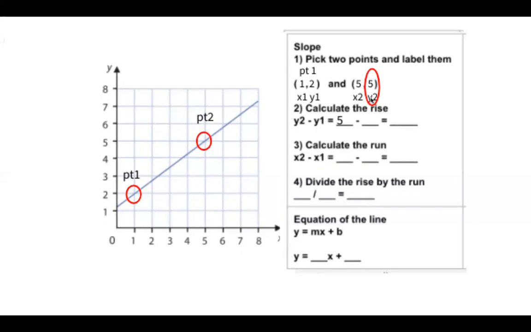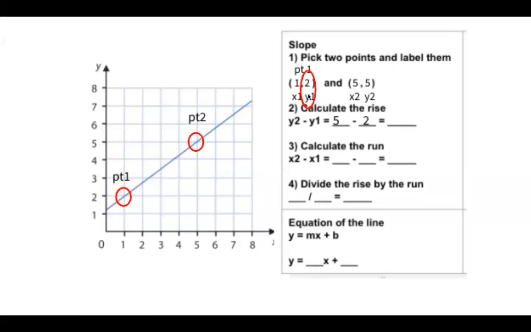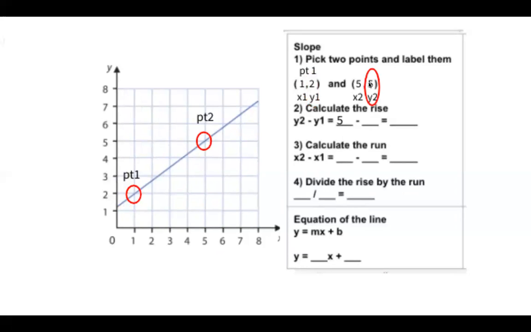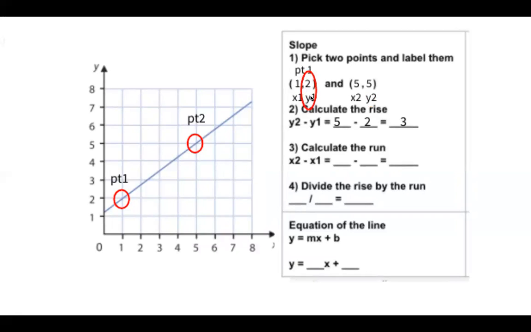All right, so then the solver tells us to calculate the rise. So it tells us that's y2 minus y1. Well, y2, if we've labeled it, we can just read what it is. And so our y2 is 5. And our y1, again, if we labeled it, we can just read what it is. Our y1 is 2. So we're taking our second y value, writing that here, and subtracting our first y value, writing that there. So 5 minus 2 equals 3.